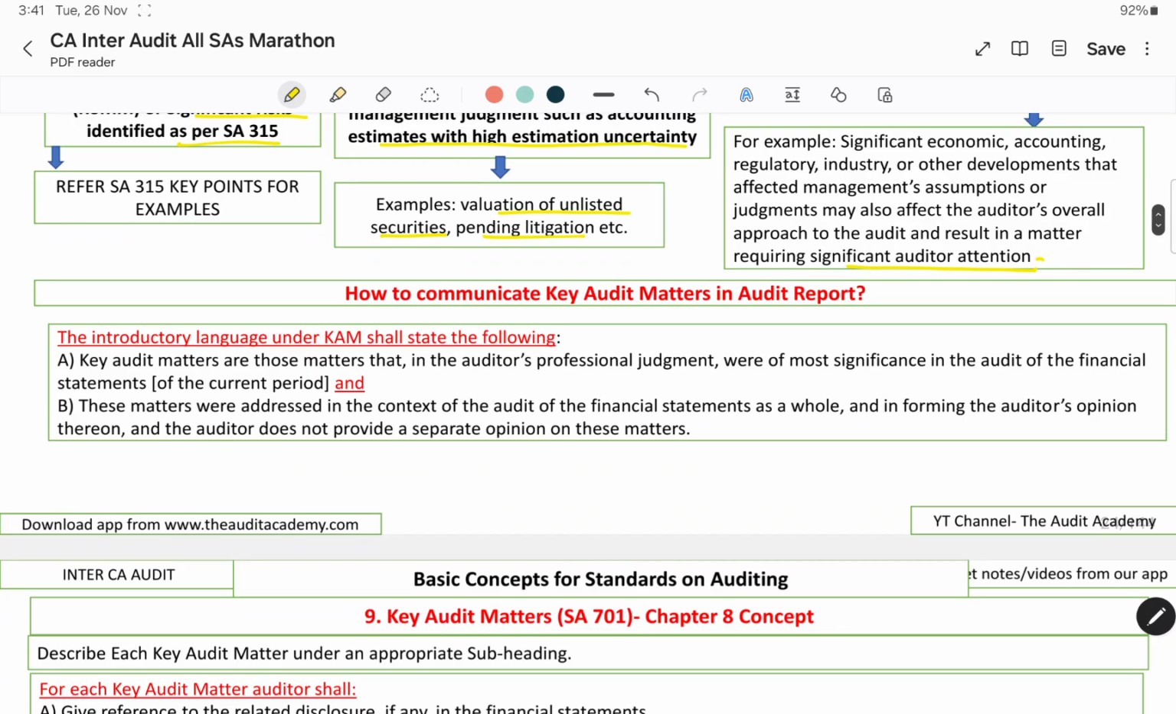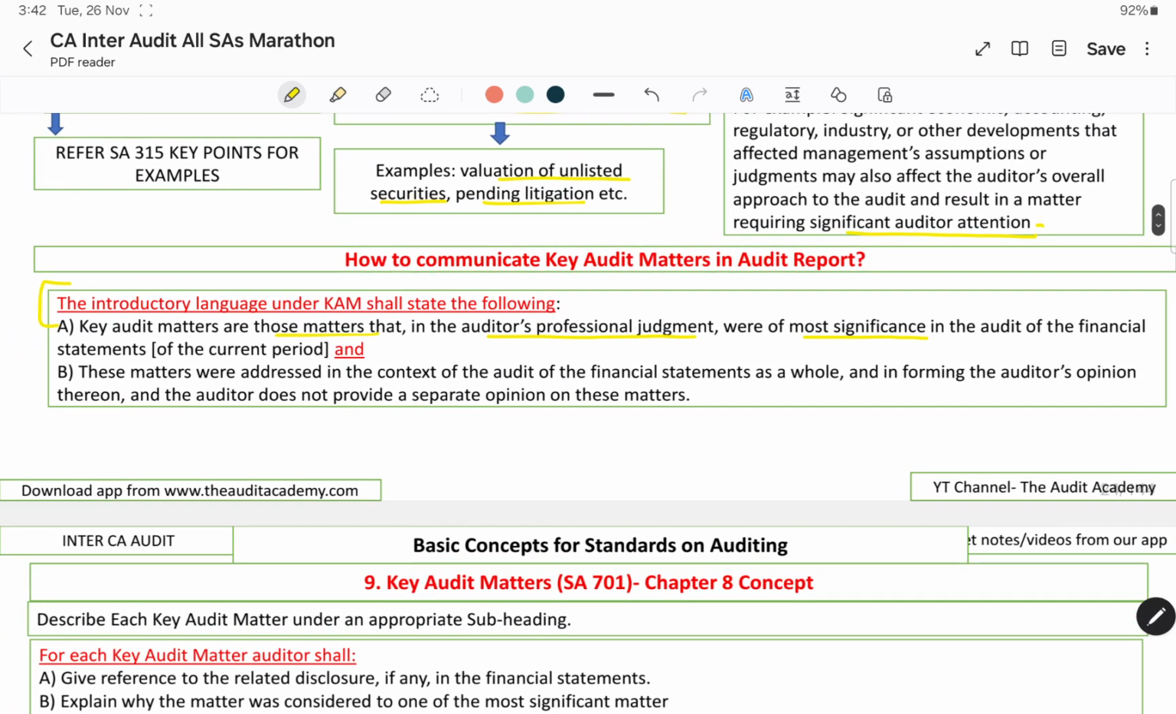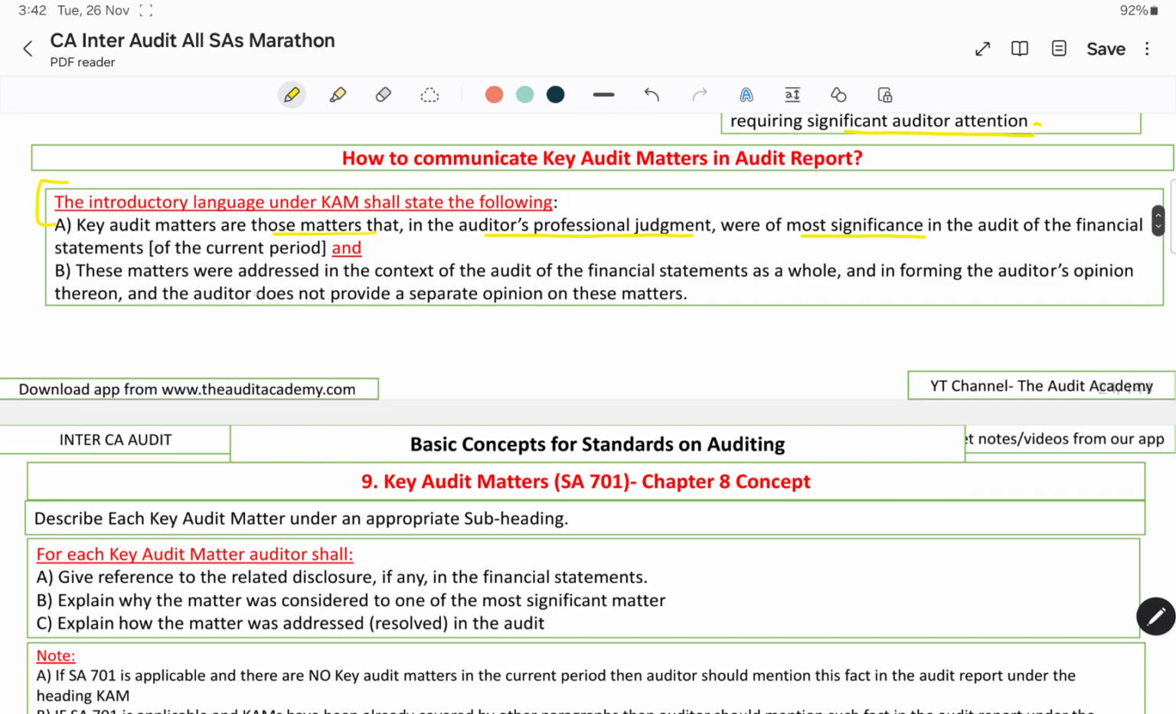How to communicate key audit matter in audit report. This is how we are going to communicate. The introductory language under key audit matters shall state the following. Key audit matters are those matters that, in the auditor's professional judgment, were of most significance in the audit of the financial statement of the current period. These matters were addressed in the context of the audit of the financial statement as a whole and in forming the auditor's opinion thereon, and the auditor does not provide a separate opinion on these matters.